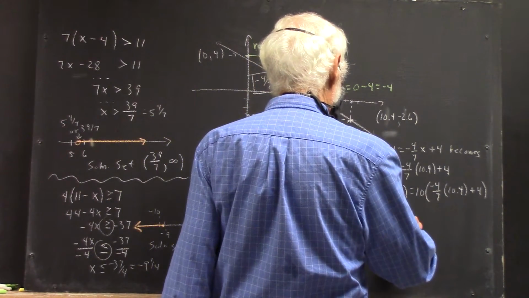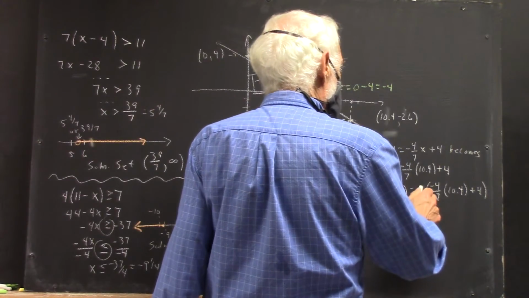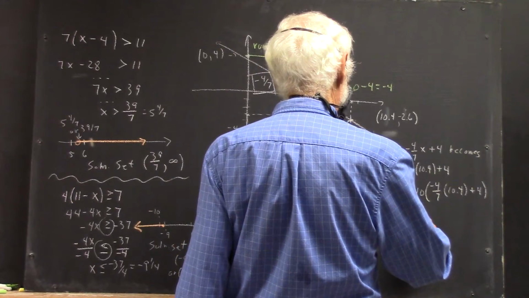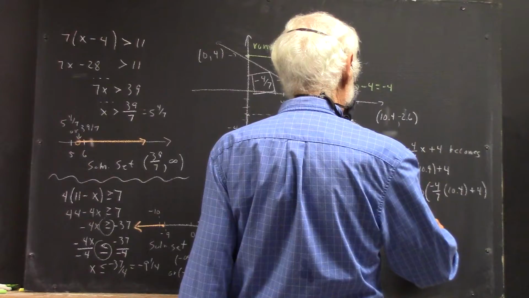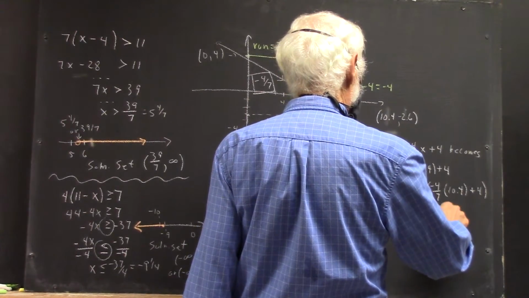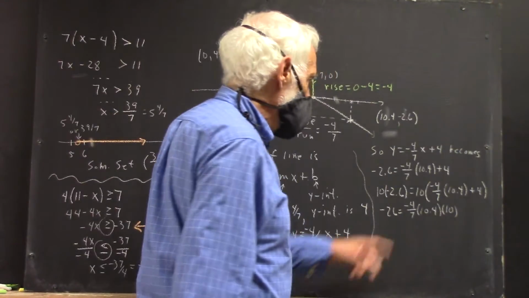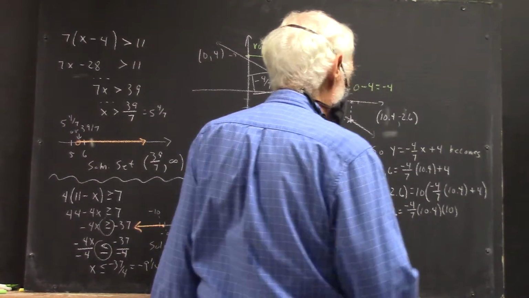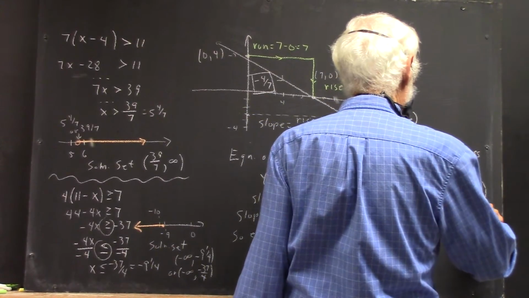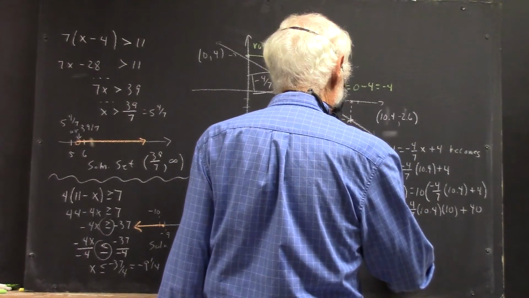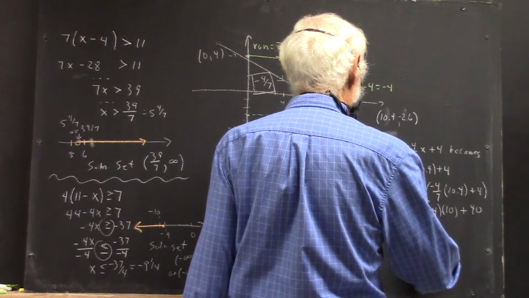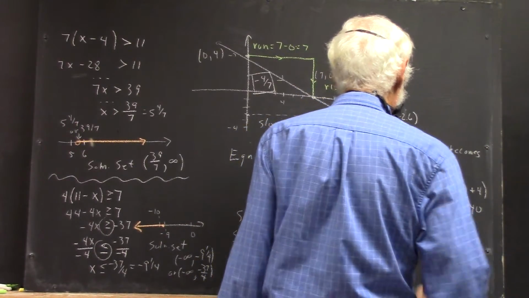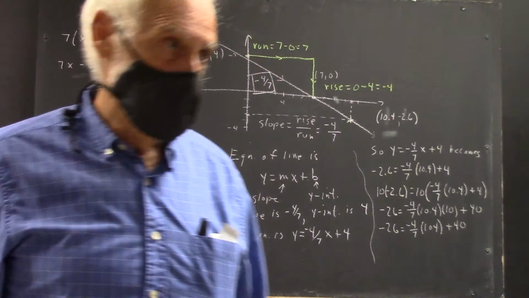And that gives me -26 equals, well, 10 times -4/7 times 10.4. Okay, my multiplication by 10 I'll put at the end of this thing because I don't want to take up too much space. And then 10 times 4 is 40. So I get -26 equals -4/7 of 104 plus 40. It's starting to look like a little bit of a mess, but it really isn't.